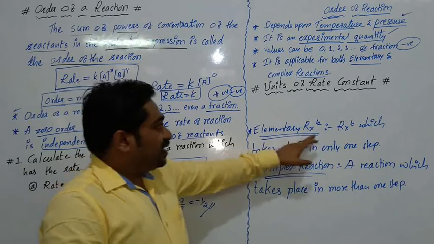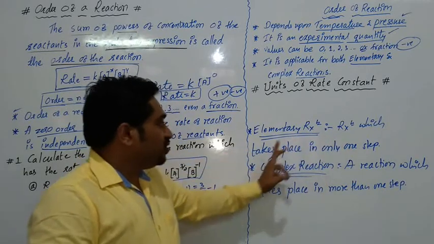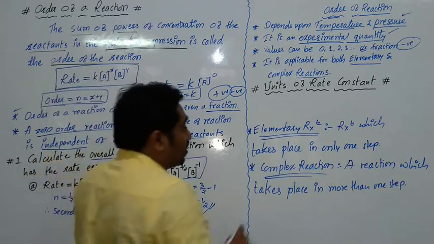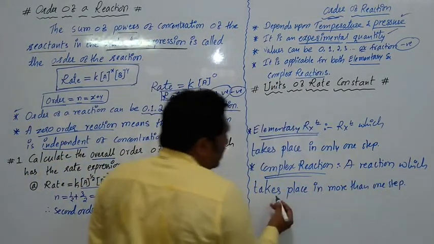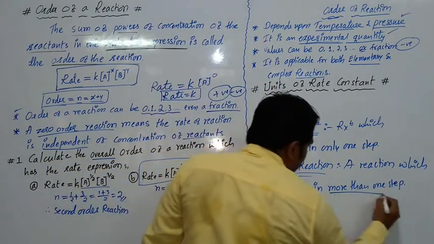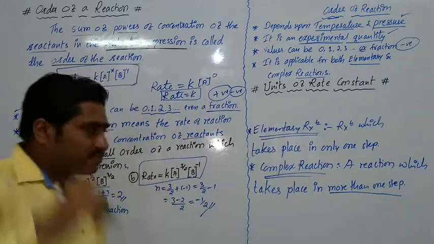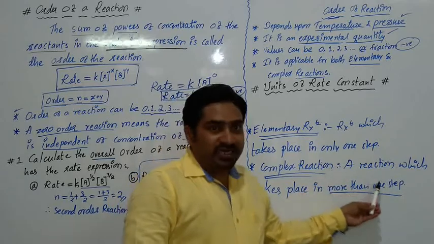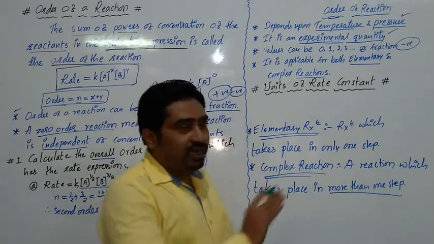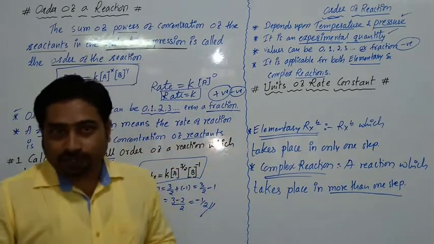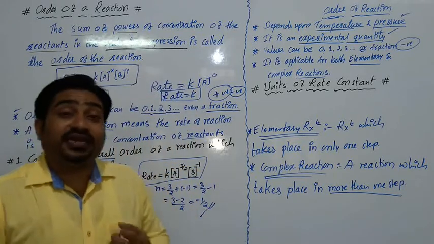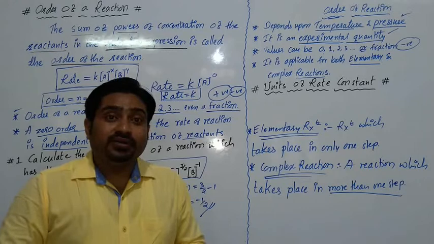ಸೊ ಎಲಿಮೆಂಟರಿ ರಿಯಾಕ್ಷನ್ ಮೀನ್ಸ್ ವಾಟ್, the reaction which takes place in only one step is called an elementary reaction. A reaction which takes place in more than one step is called a complex reaction. And my question is, ಸಪೋಸ್ ಈ ಕಾಂಪ್ಲೆಕ್ಸ್ ರಿಯಾಕ್ಷನ್ ಇತ್ತು ಅಂತಂದ್ರೆ, ಕಾಂಪ್ಲೆಕ್ಸ್ ರಿಯಾಕ್ಷನ್ ಅಂದ್ರೆ ಒಂದಕ್ಕಿಂತ ಜಾಸ್ತಿ ಸ್ಟೆಪ್ ಒಳಗೆ ಮುಗಿಯುತ್ತದೆ. ಈ ತರ ಕಾಂಪ್ಲೆಕ್ಸ್ ರಿಯಾಕ್ಷನ್ ಇದ್ದಾಗ ನಾವು ಯಾವ ರಿಯಾಕ್ಷನ್ ರಿಯಾಕ್ಟೆಂಟ್ ಅನ್ನು ಕನ್ಸಿಡರ್ ಮಾಡಬೇಕು ಹೌದಲ್ವಾ.